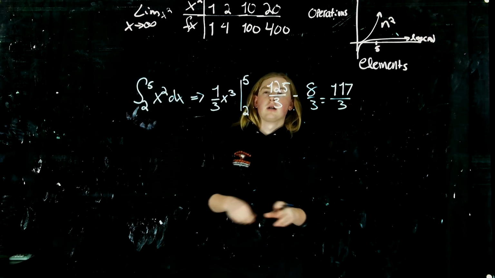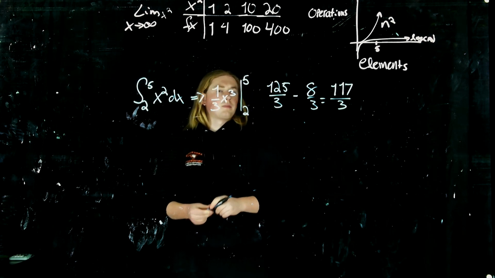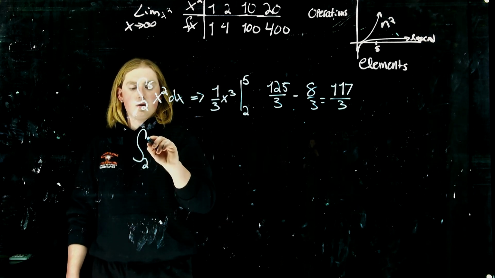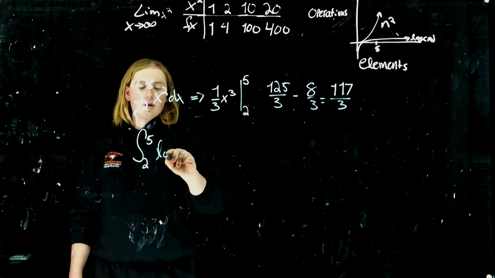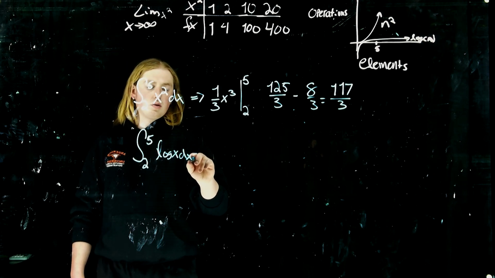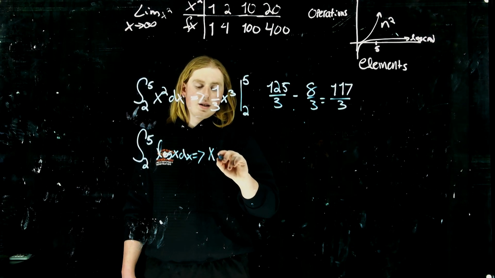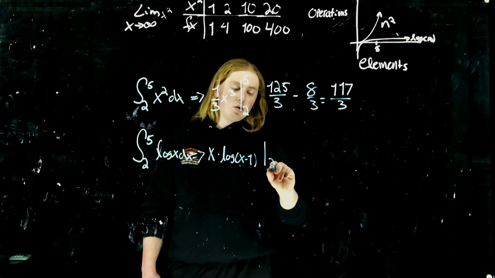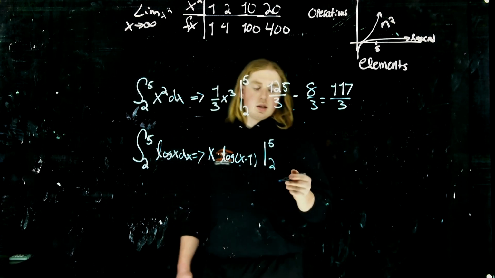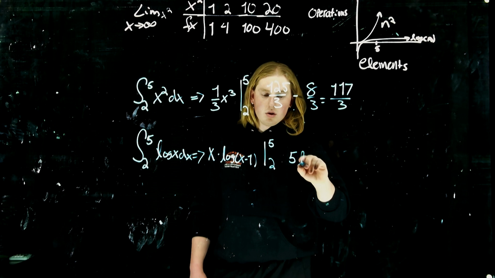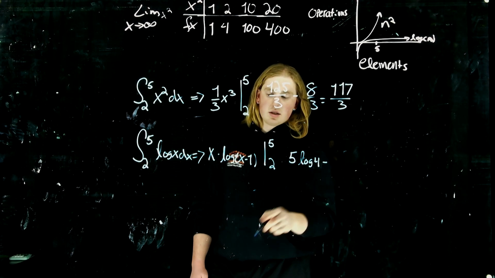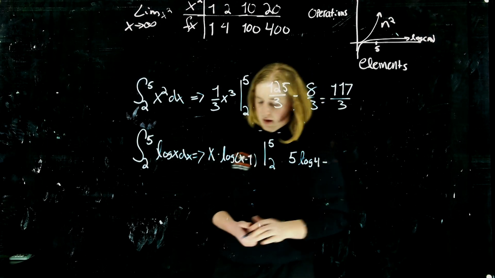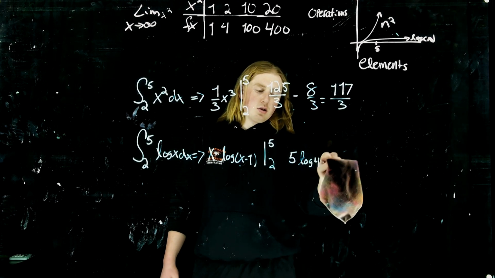Now we can look at this for log of x as well, which is our other function. So we can do the same thing. The integral of log of x dx translates to x times log of x minus 1, between 2 and 5. You plug these in, so we're going to get 5 log of 4 minus, now log of 2 minus 1 is 1, and log of 1 is 0. This is minus 0. So to make this quick, it's going to be minus 0, and this is our answer.